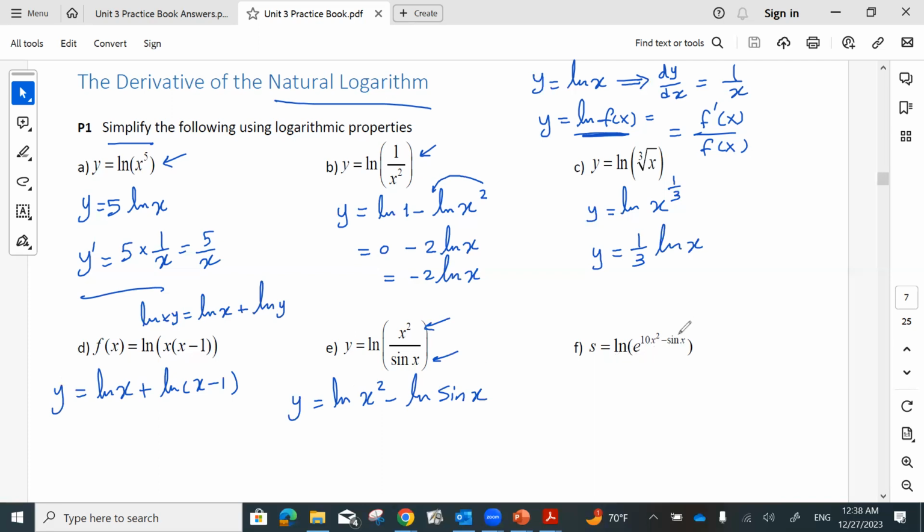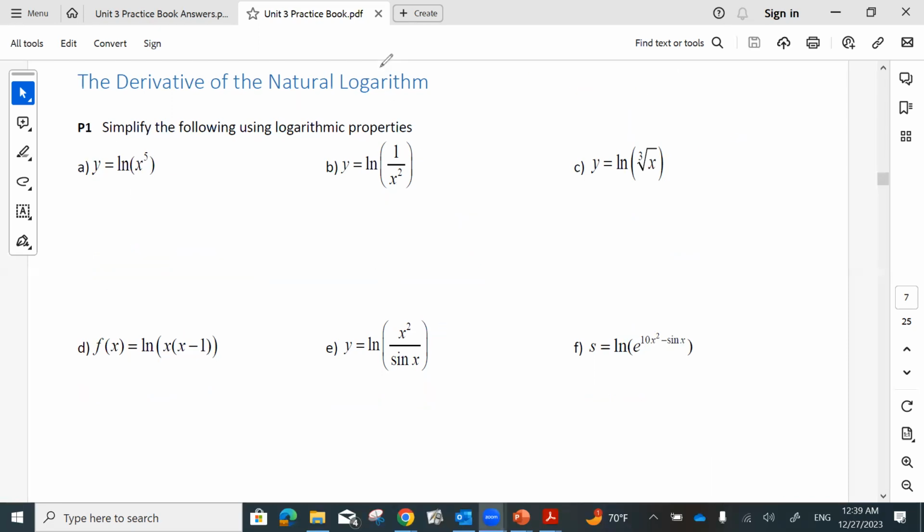Here, ln e to the power. So ln e to a power simply can be written as the power brought to the front. So the power 10x squared minus sine x, you can just write in the beginning of ln e, and you know ln e is 1. So simply it is 10x squared minus sine x. In this simple way, you can rewrite the natural logarithm function to prepare it to be easy to find the first derivative of the function.